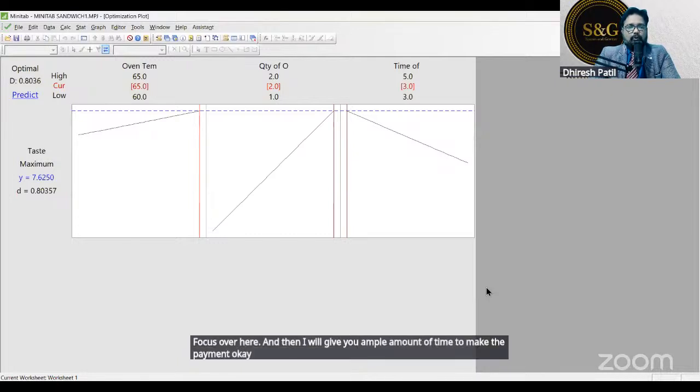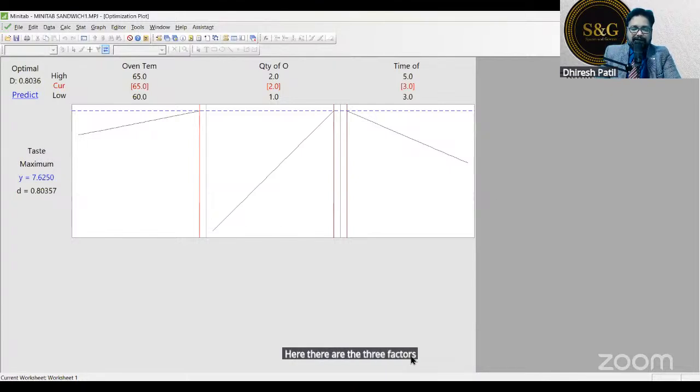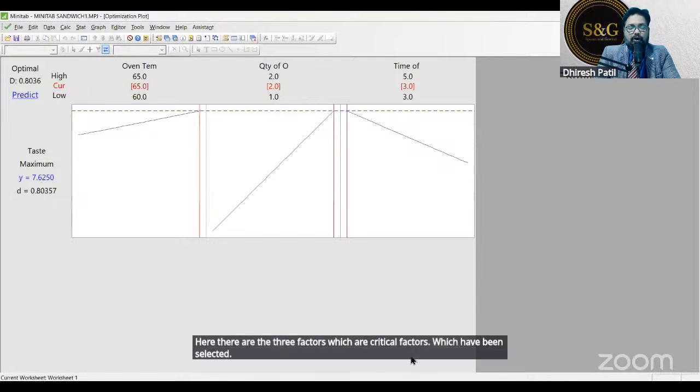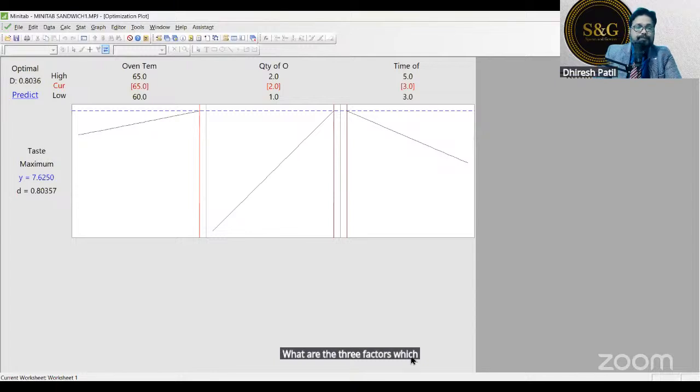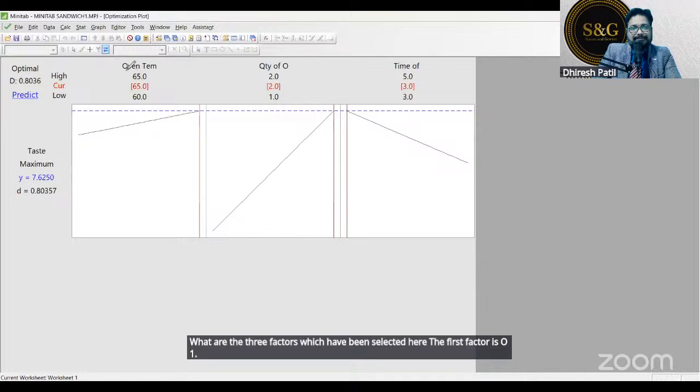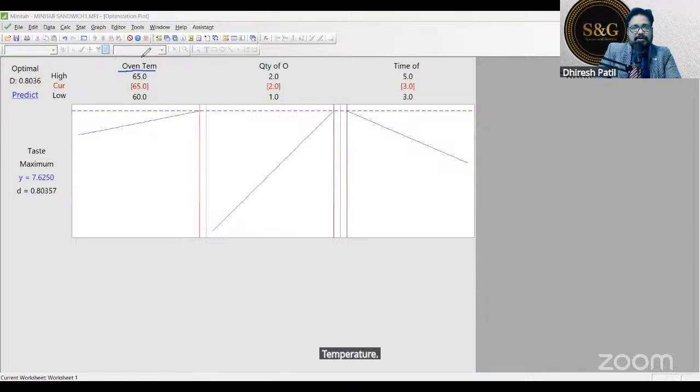So what is this? Just try to understand this. Here there are the three critical factors which have been selected. The first factor is oven temperature, which was A. Quantity of onion, which was C, and time of cooking, which was D. Now there were two levels: this is the minus and plus level, this is the minus and plus level, and this is the minus and plus level.